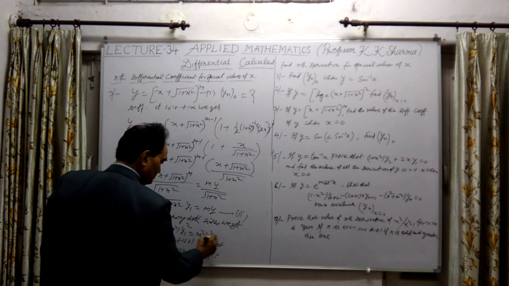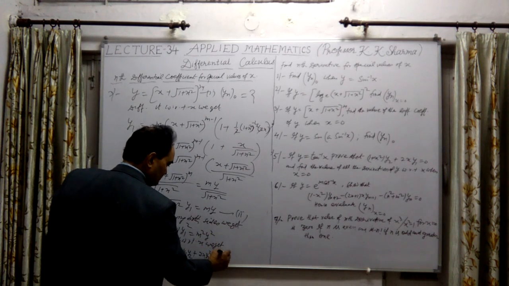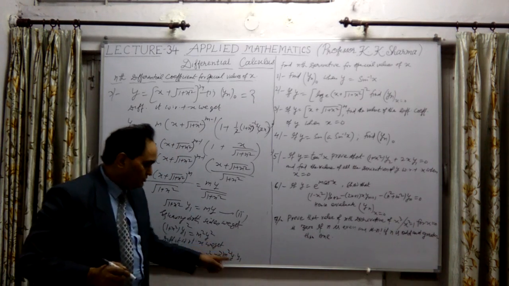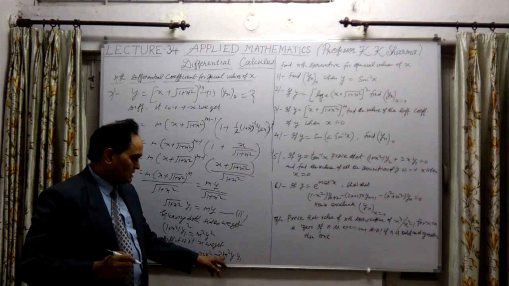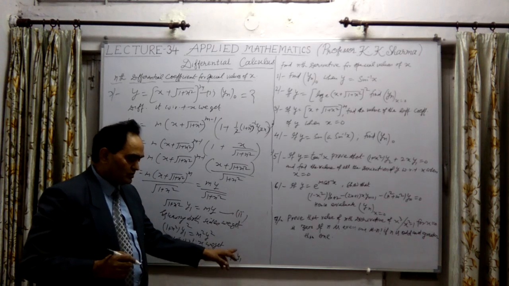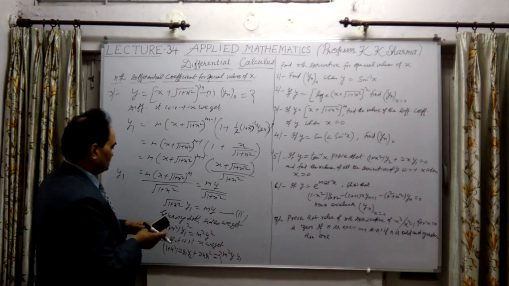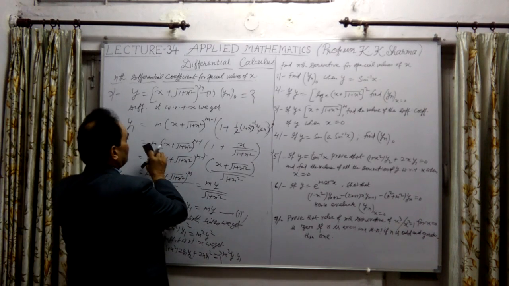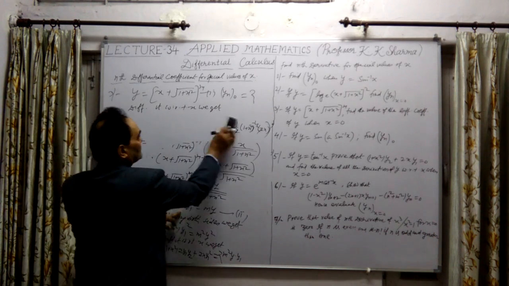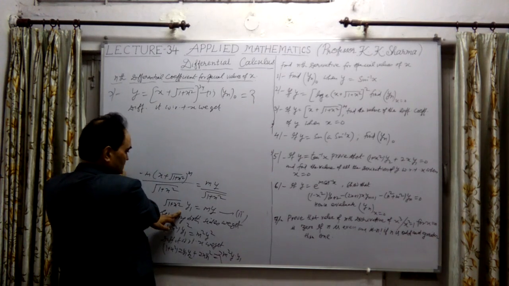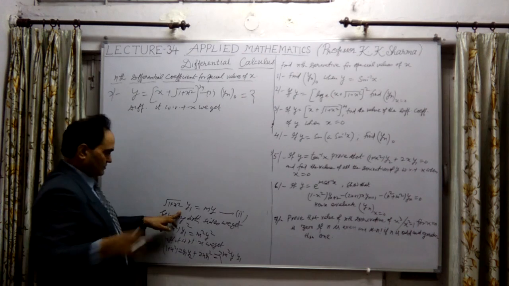Equal to the derivative of this, which is twice y. This is m square into 2 into y into y1. Of course, y is to be differentiated again. It is m square into 2y into y1. Now dividing by twice y1. Now let me write this equation here, because this is the second, first derivative. So the first derivative is this.